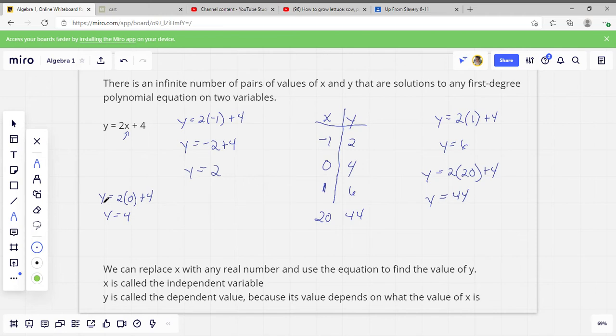X is called the independent variable, and y is called the dependent variable because the value of y depends on what the value of x is. So we plugged in numbers for x and we figured out what y was. Okay, so this one's independent, and our y is dependent.